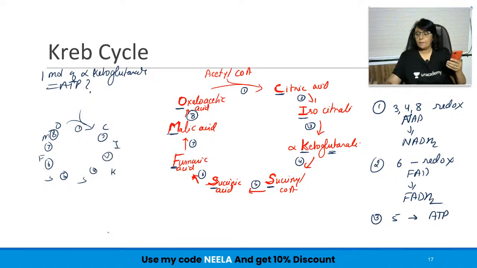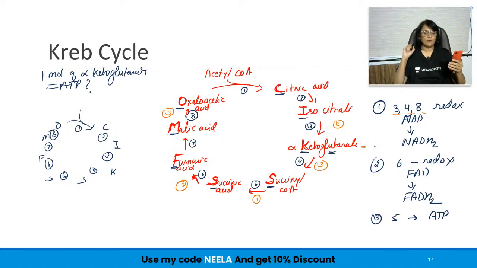See, in steps number 3, 4 and 8, you would get 3 ATP, 3 ATP, 3 ATP. In step number 6, you will get 2 ATP, and in step number 5, you will get 1 ATP. So, you are starting from here. So, how many ATPs will you get? You won't get 12, right?